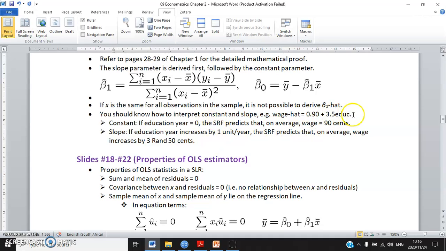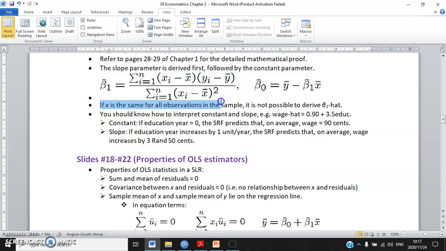And then for the interpretation, as I said, I will just give you the sample regression function, and then you have to interpret maybe constant and slope parameters. So look at this example. Wage hat equals 0.9 plus 3.5 years of education, a sample regression function. It is still a simple linear regression because there's only one explanatory variable. When X is 0, the sample regression function predicts that on average, wage is 90 cents. And then slope 3.5 means when years of education X increases by 1 unit, a year, the sample regression function predicts that on average, wage would increase by 3 Rand 50 cents.